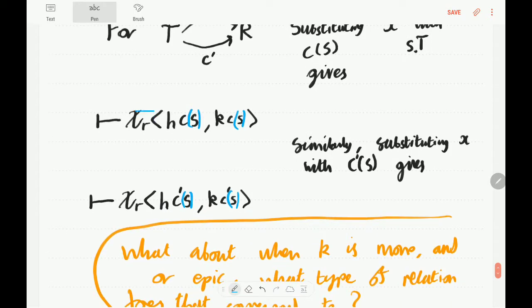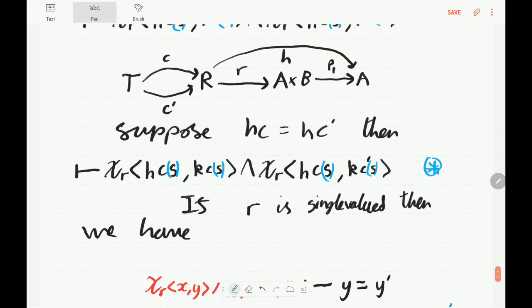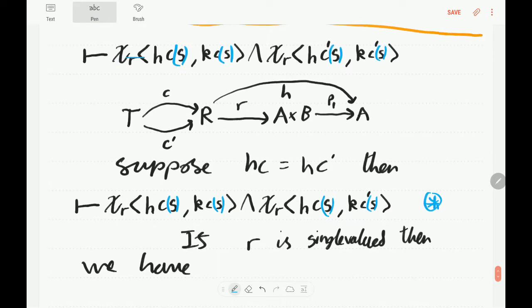So from that, we get that chi_R of (h(C(s)), k(C(s))) is true. And in a similar way, we get chi_R of (h(C'(s)), k(C'(s))) is true. Now, putting those together, we get that chi_R of (h(C(s)), k(C(s))) and chi_R of (h(C'(s)), k(C'(s))) is true.